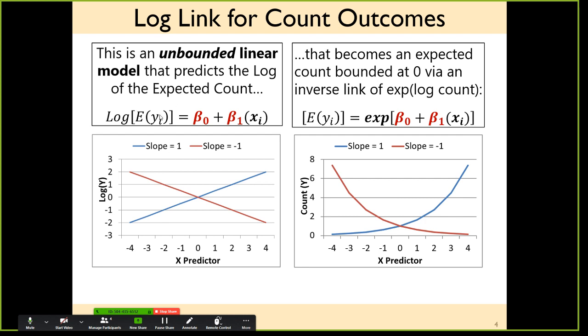So what is this count versus expected count thing? To be honest, I stumbled over this in the way I talked about it for a number of years, and I am determined to talk about it correctly today. That's a goal.